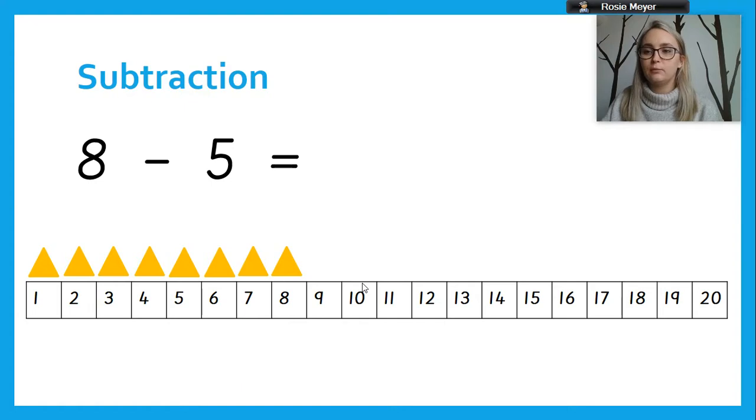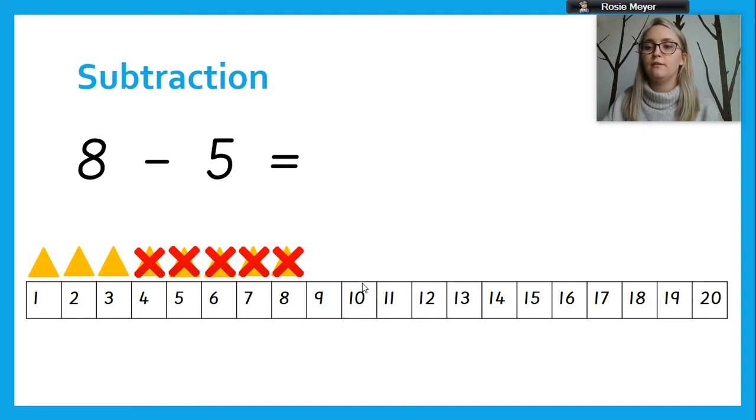Right, so we're going to start by taking those 5 triangles away. So as I go, we're going to be counting to make sure I only take away 5. I don't want to take away too many. So 1, 2, 3, 4, 5.